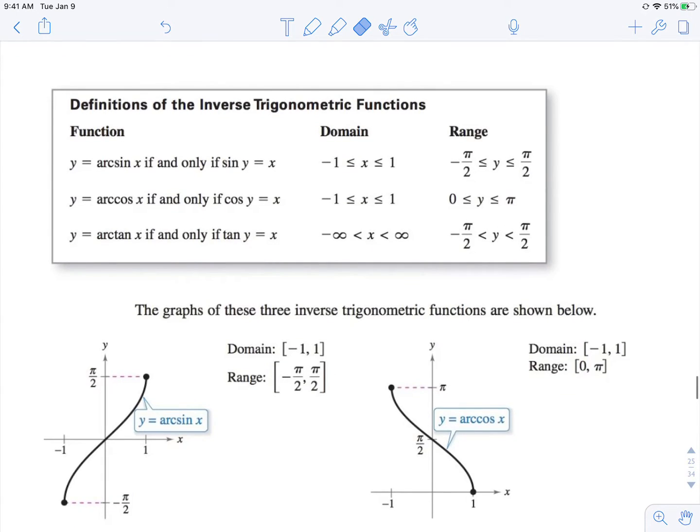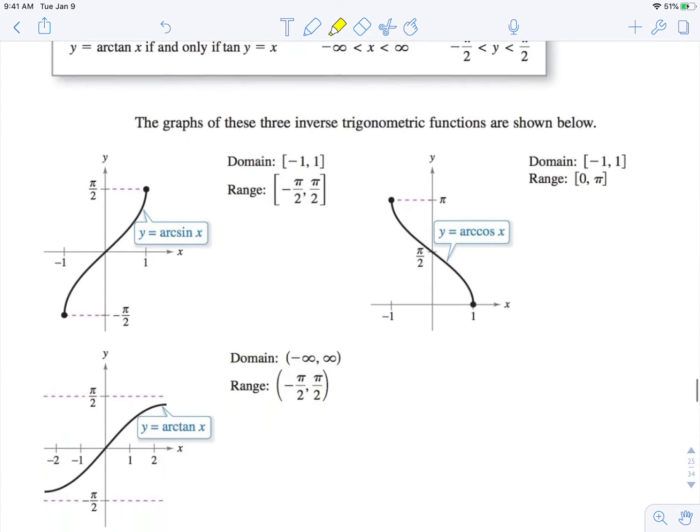We've spent the last few videos focusing specifically on arcsine, and we know y equals arcsine x when we switch the x and y in sine, and that makes our domain switch to -1 to 1, and our range switches from -π/2 to π/2. There are similar rules for arc cosine and arc tangent.